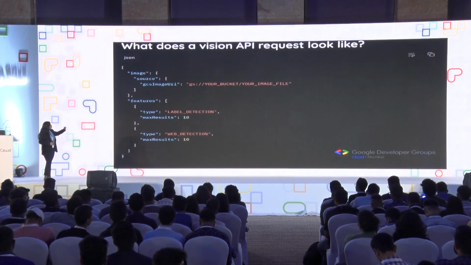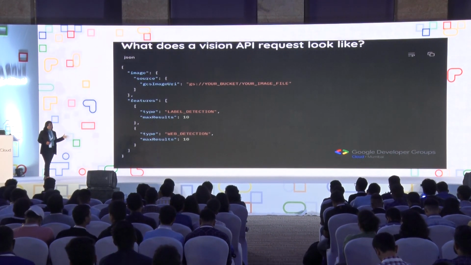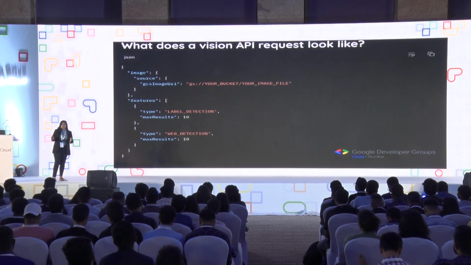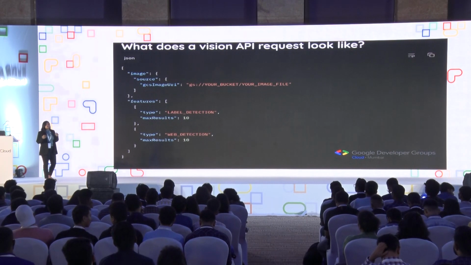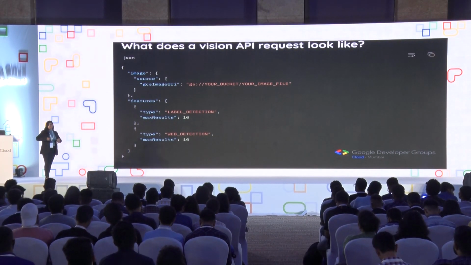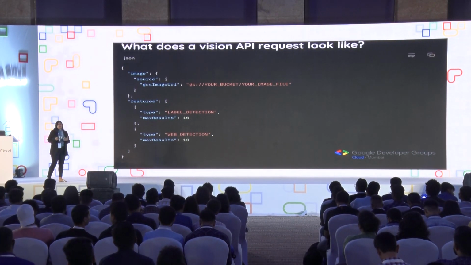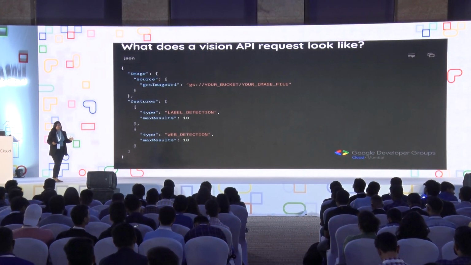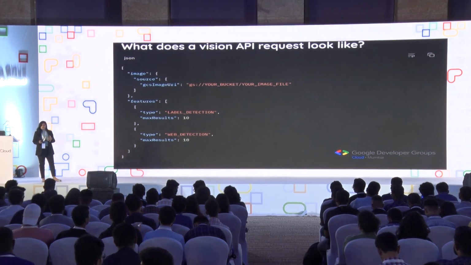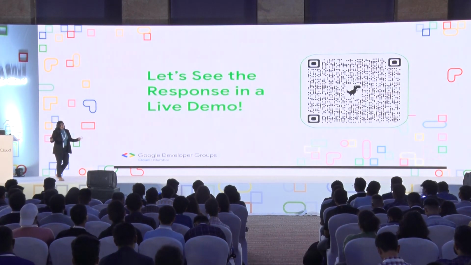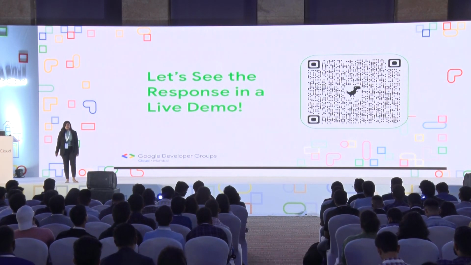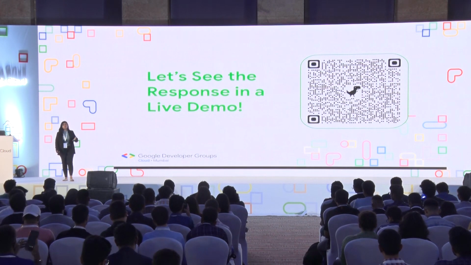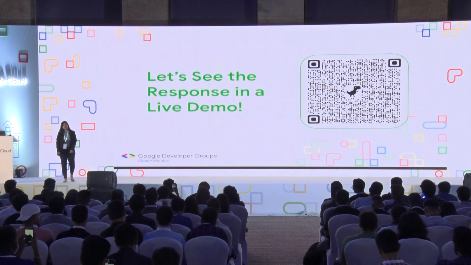Similarly, you can add more than one feature. Let's say if I want to perform label detection on a particular image, I can do that. On top of that, if I want to perform web detection or some other detection, like OCR or any other, I can also do that. So it allows me to add different features at the same time, and I can get the output accordingly. Okay, enough of talking. Let's dive directly into the demonstration and see how exactly it happens. Of course, you heard about and saw what the request looks like.